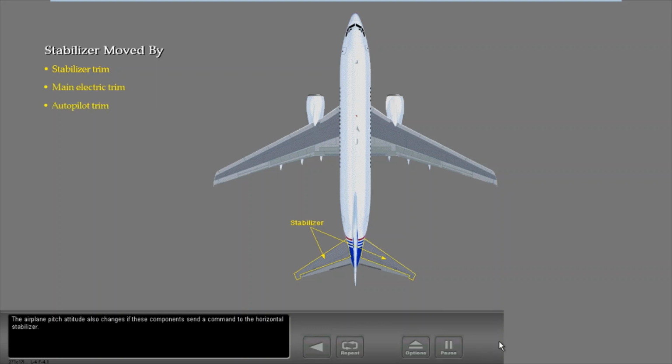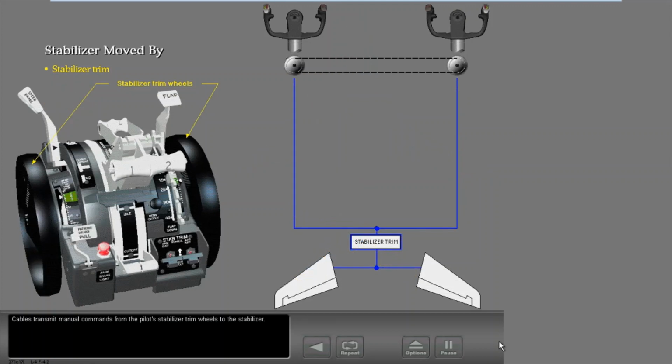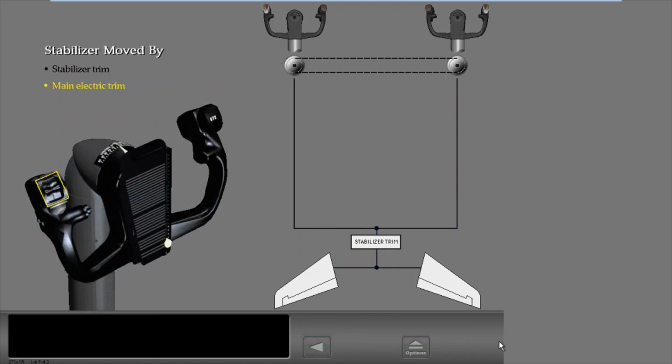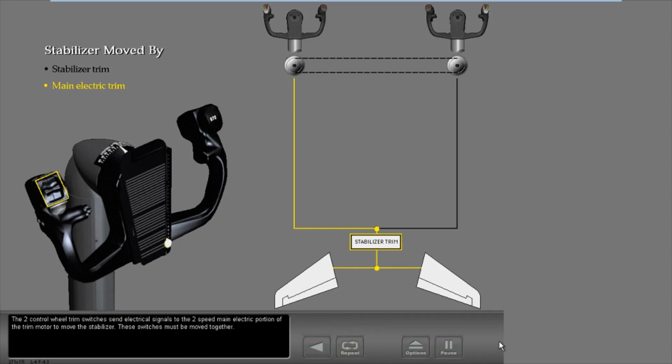The airplane pitch attitude also changes if these components send a command to the horizontal stabilizer. Cables transmit manual commands from the pilot's stabilizer trim wheels to the stabilizer. The two control wheel trim switches send electrical signals to the two-speed main electric portion of the trim motor to move the stabilizer. These switches must be moved together. With the flaps extended, the trim moves faster than with flaps up.